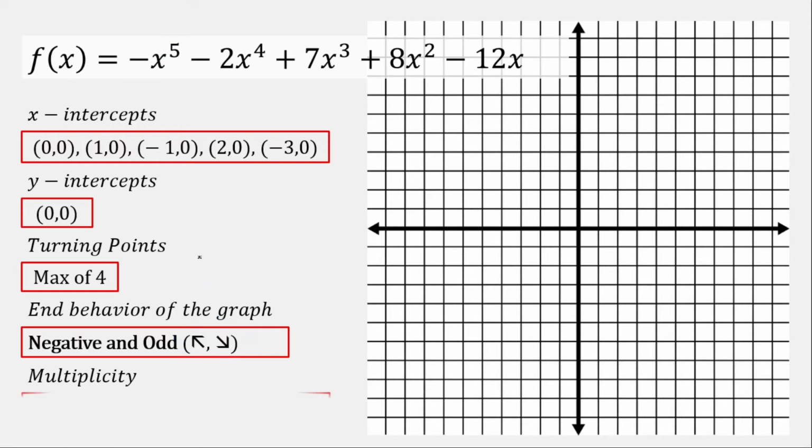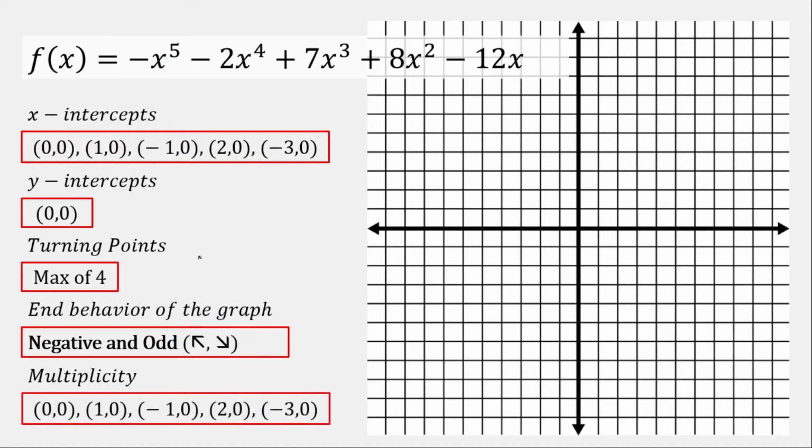So there are no similar roots or similar factors, so there's no multiplicity to consider. Meaning for all of these, the graph will cross the x-axis at this value because there's no multiplicity.